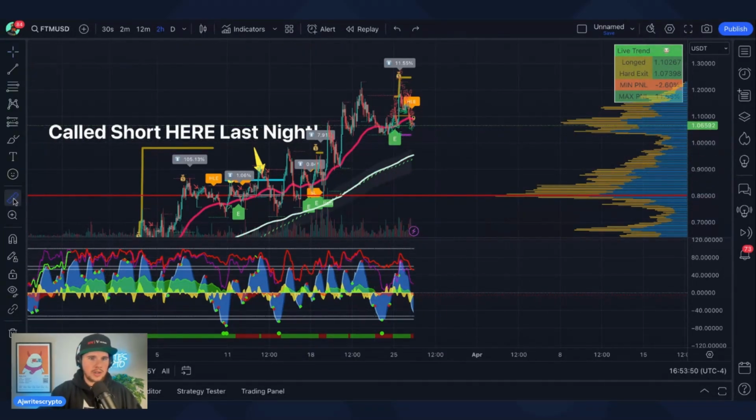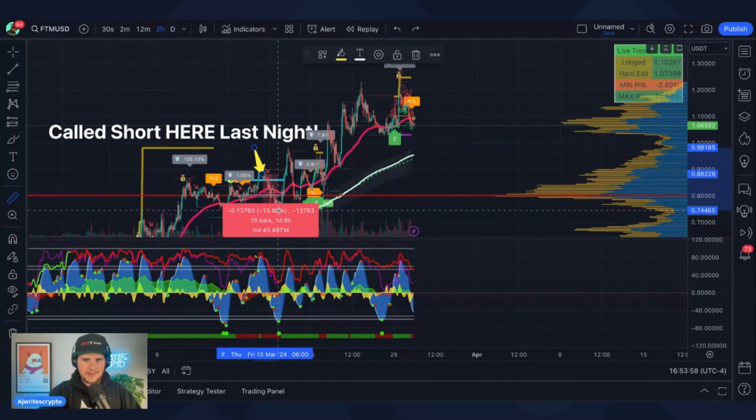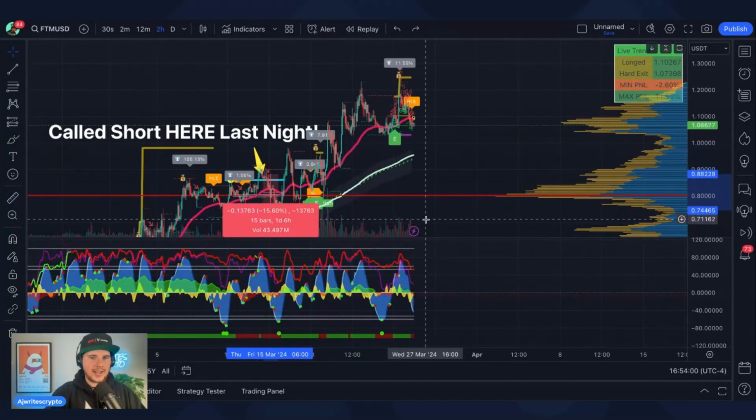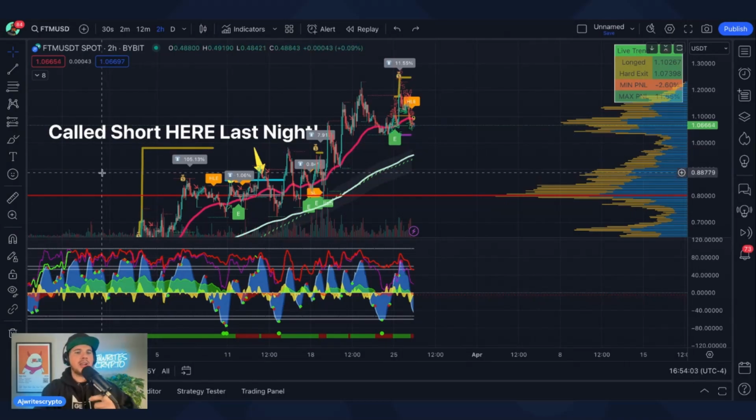And right here, I even called a short on the Telegram group based off this idea with the arrows and a slight divergence on the oscillator. And from here to there, we made about 15, 16% on that trade. We are scalp trading here and we are winning.